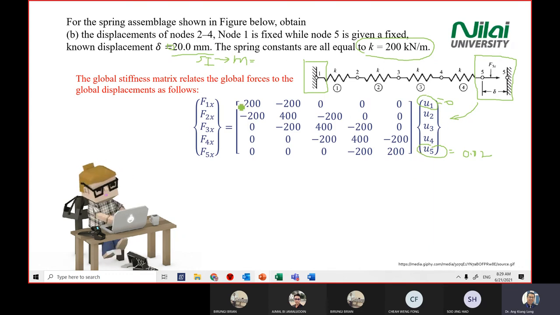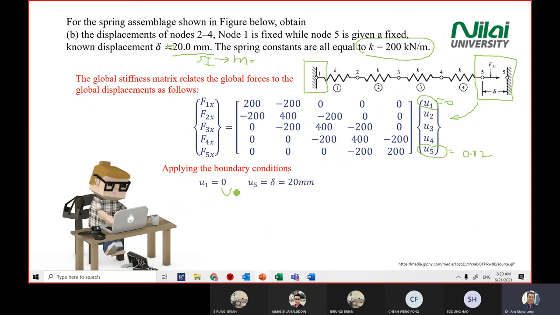You substitute. You write the boundary condition: U1 equals 0, U5 equals 0.05 meter. So you get 2 marks here. And then you continue to solve, yeah? So you write U1, this one 1 mark, this one 1 mark, all right? Then you continue to solve also.